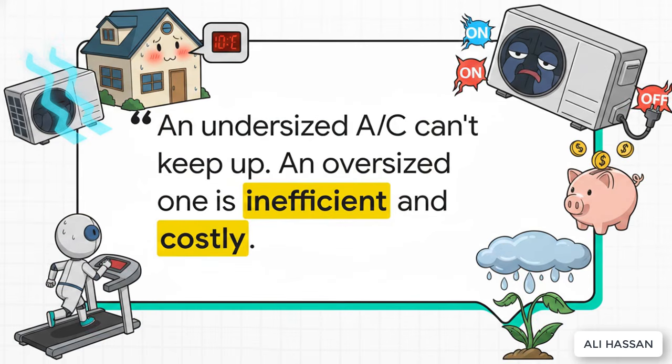And make no mistake, this isn't just theory. It's like the Goldilocks principle for your AC. If it's undersized, it runs and runs but can never keep up. If it's oversized, it's constantly kicking on and off, which wastes a ton of energy and doesn't manage the humidity properly. Finding that just right spot is everything.